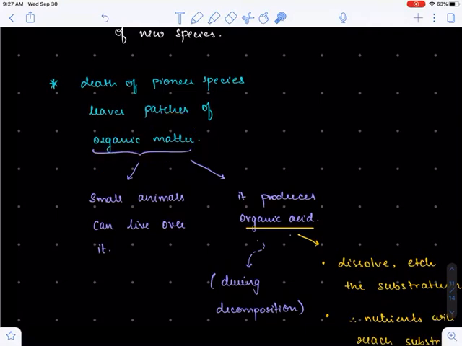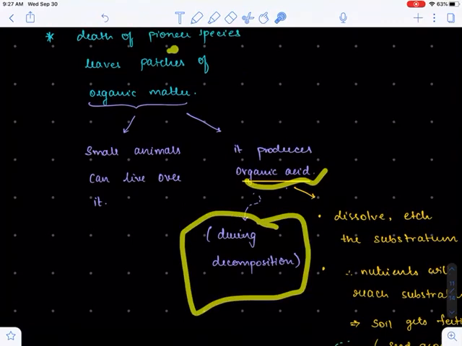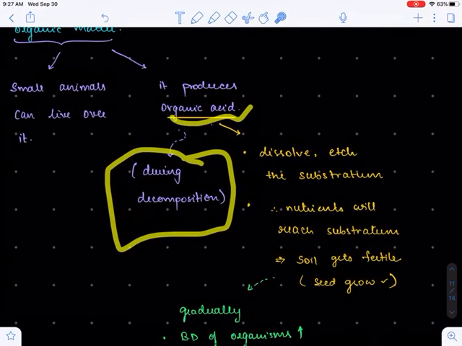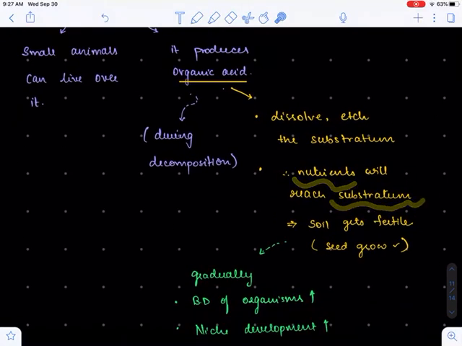and this organic matter is also found to release certain organic acids which are produced during the decomposition of the pioneer species. And it's also important to know that this organic acid first etches over the substratum, that is it forms as a layer over the rock, and then it gets dissolved in the rock. So what happens now is the fact that the nutrients will reach the rock.